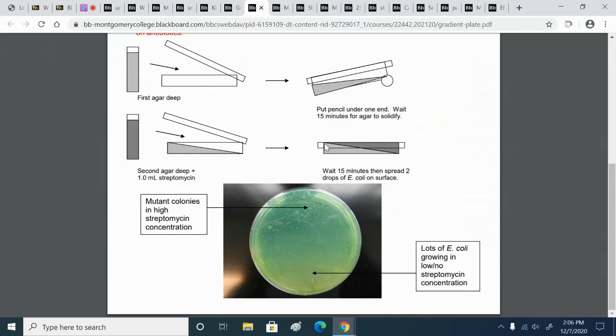We spread E. coli on the surface and incubate the plate. In the next class, we observe that we have a lot of growth where there's little to no streptomycin. As we move across the plate, the concentration of streptomycin is increasing and the amount of E. coli is decreasing, ultimately ending up with just a few colonies in the highest concentration of streptomycin. So these colonies represent mutants. These are streptomycin-resistant mutants that were already there in that population of E. coli. Why are those mutants already there?